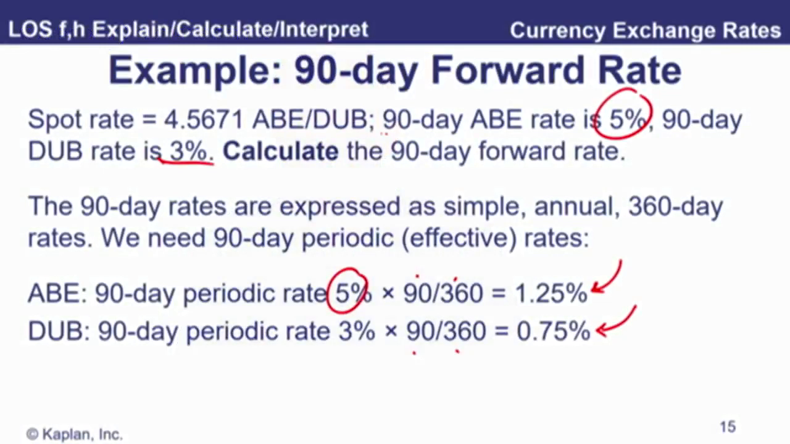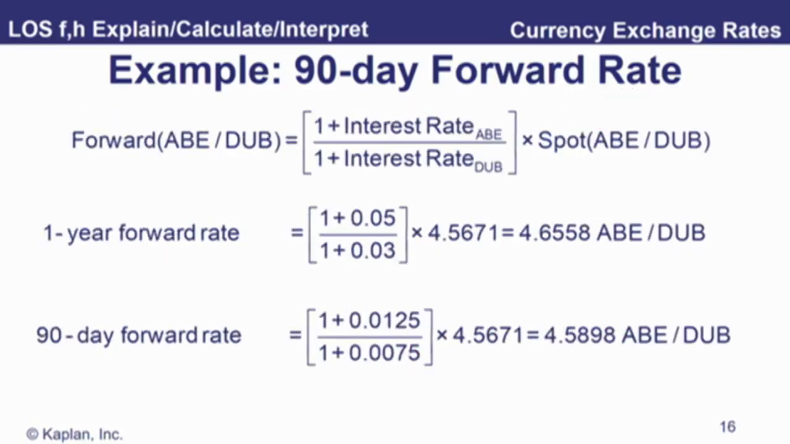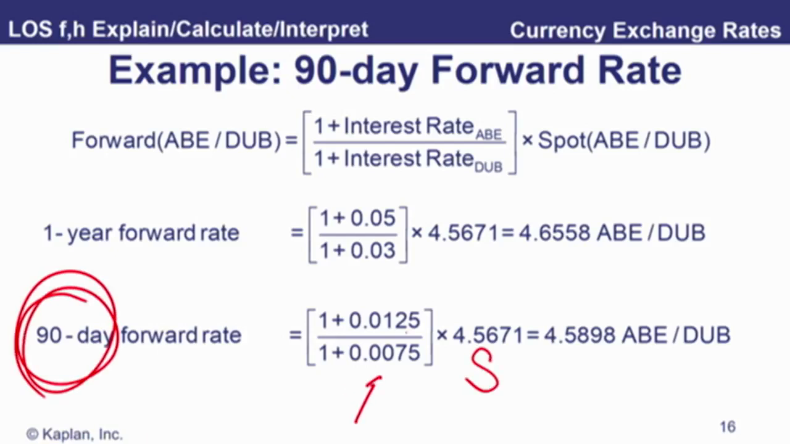Probably highlighted and stressed this enough already, but I'm going to do it one more time. Even though that says it's a 90-day rate, it is quoted on an annual basis. You must therefore time apportion it before you use it. Then the calculation, as you'll see on the next slide, is as it was before. So we take the spot and we multiply it by (1 plus r) over (1 plus r). But remember, we time apportioned. We got it down to the 1.25 and the 0.75%. That will give us a 90-day forward of 4.5895. That is the correct way to do it.